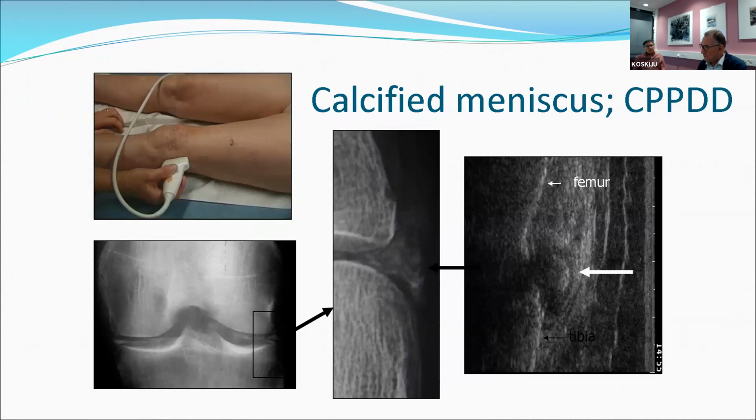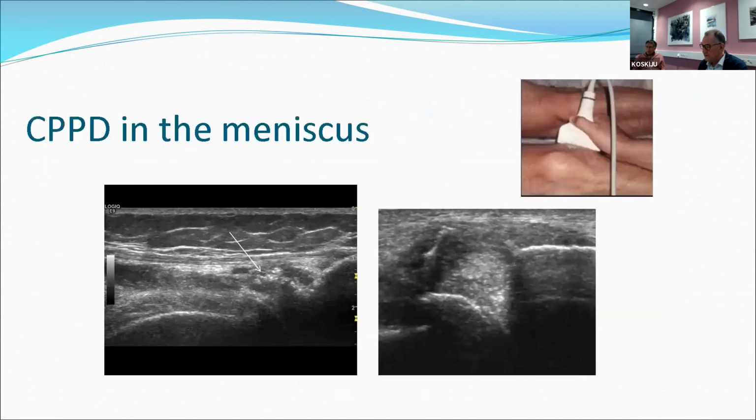Yesterday, or was it day one, we were talking about the knee joint. We already saw this calcified meniscus. This is very common and a very nice way to diagnose CPPD. There are two cases, partial calcifications and the so-called white meniscus here. It jumps to your eye when you look at the meniscus. It is very different from the normal gray meniscus.